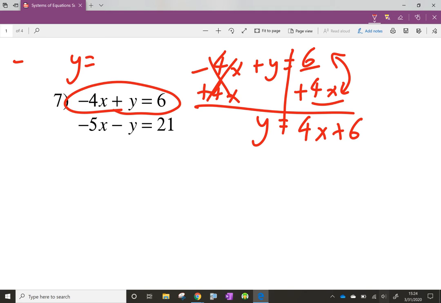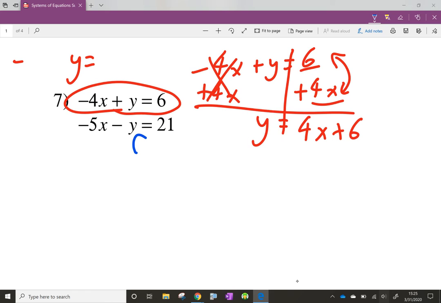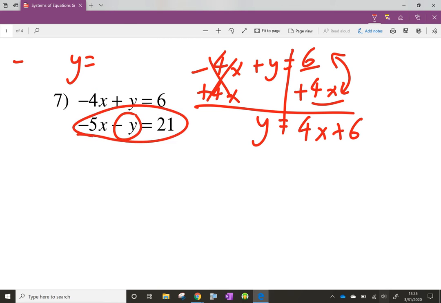But now look, now I've got that equation where y is equal to 4x plus 6. Now I can do exactly what we did in the first 4 problems, which is just take this information, since it says y is equal to 4x plus 6, and plug that in to the y. And I'm ready to go. Now, before I do that, let me explain why I didn't do that to the other equation. Because I could have just as easily got this y by itself in this equation.